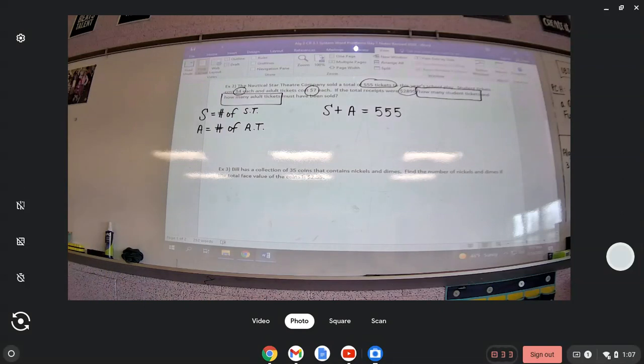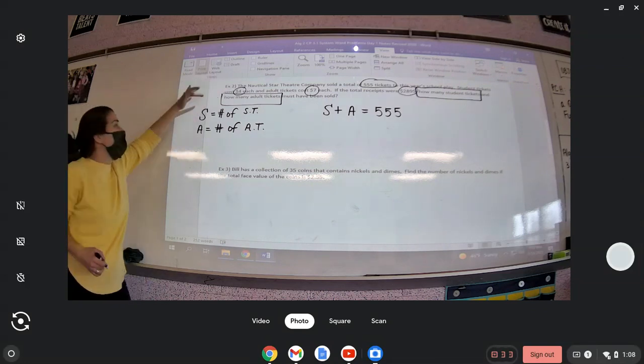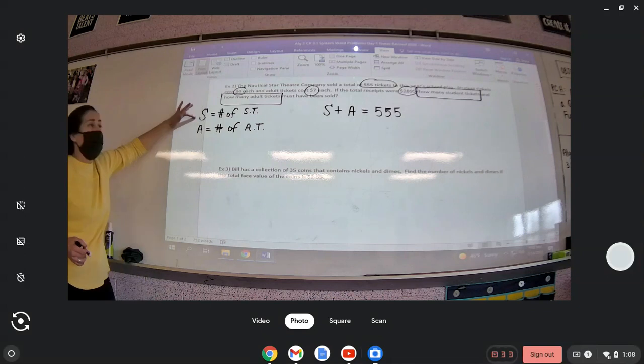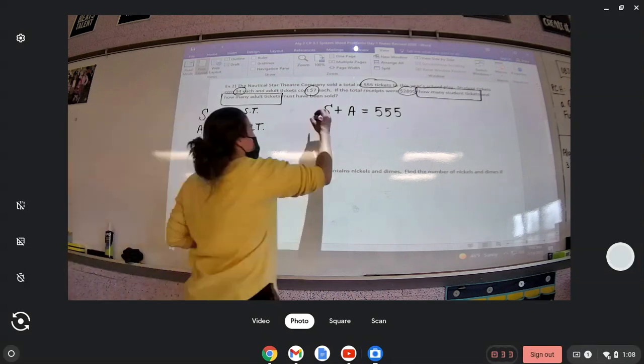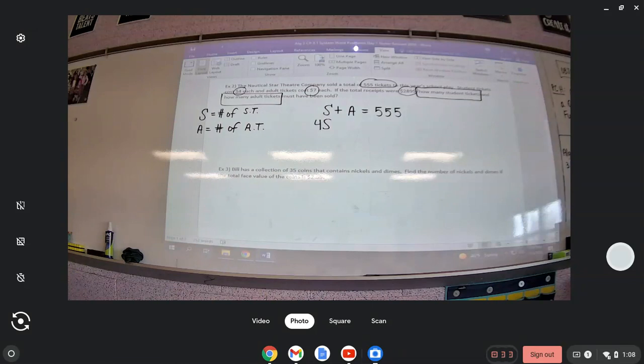So if they sold 10 student tickets, that's 4 times 10. That's $40 that they made. Well, we don't know how many they sold. So that's going to be $4 per S, per student ticket. So take the $4 and times it with the number of tickets, and that gets you 4S. That's the amount of money they made by selling student tickets. Do you agree? 4 times S.